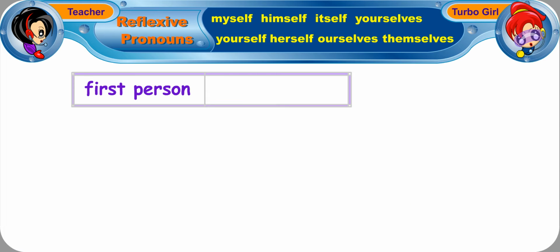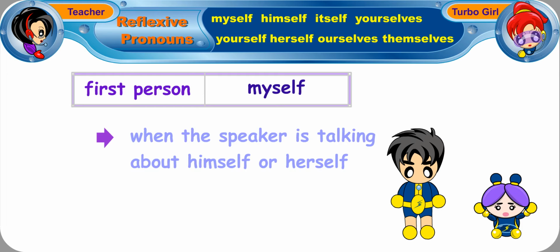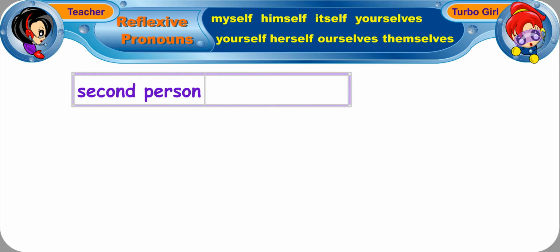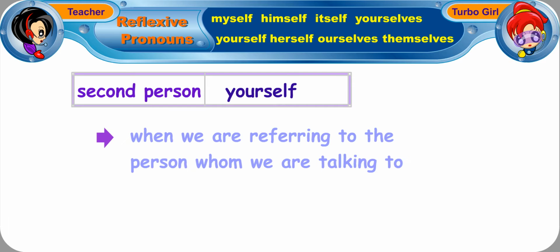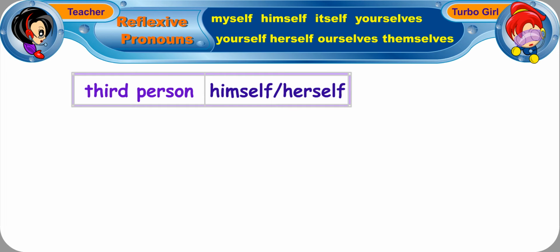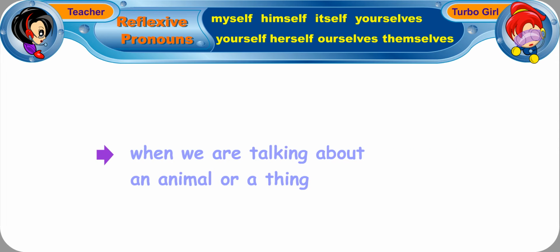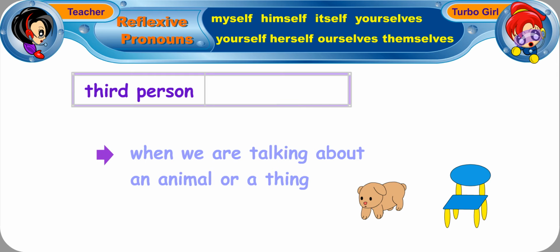We use the first person reflexive pronoun myself when the speaker is talking about himself or herself, and we use the second person reflexive pronoun yourself when we are referring to the person whom we are talking to. The third person reflexive pronouns himself and herself are used when we are talking about someone else. When we are talking about an animal or a thing, we use the third person reflexive pronoun itself.